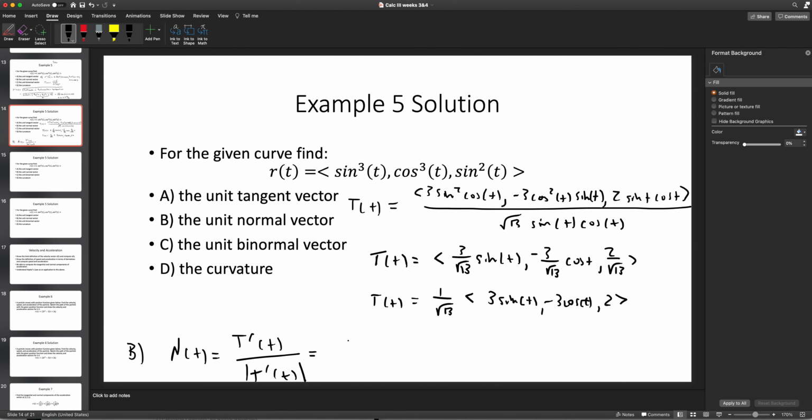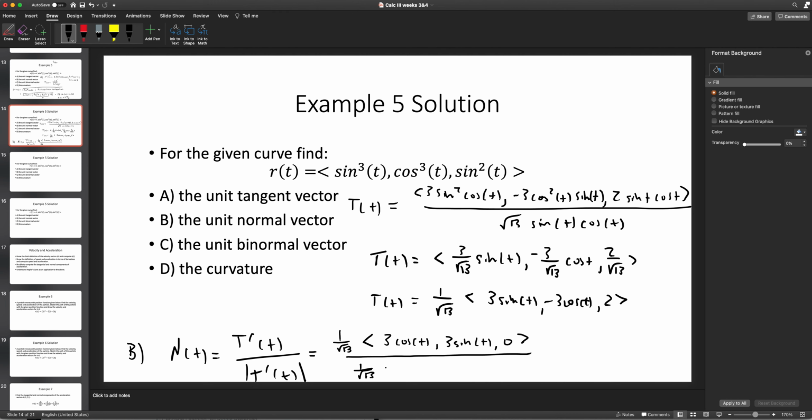So we have to compute T prime of t, so we just do that component-wise. Here's our T of t. So what do we get? 3 cos t, 3 sin t, comma 0. Then we've got to compute the length of this vector right here.